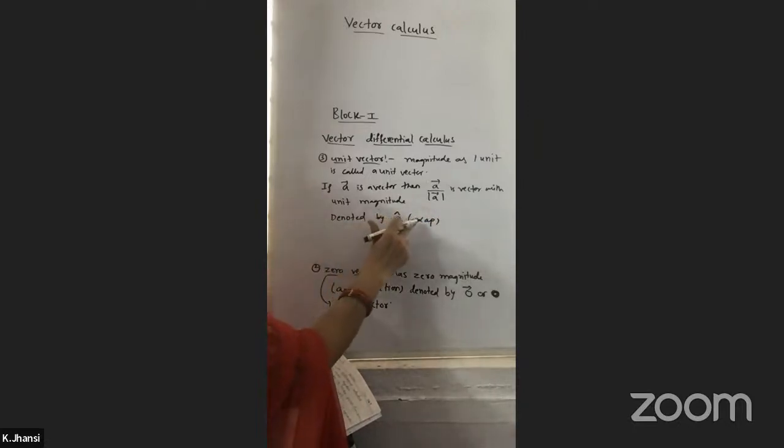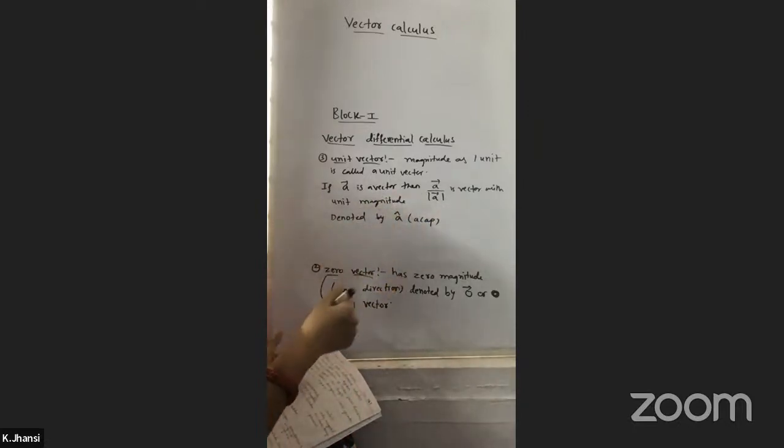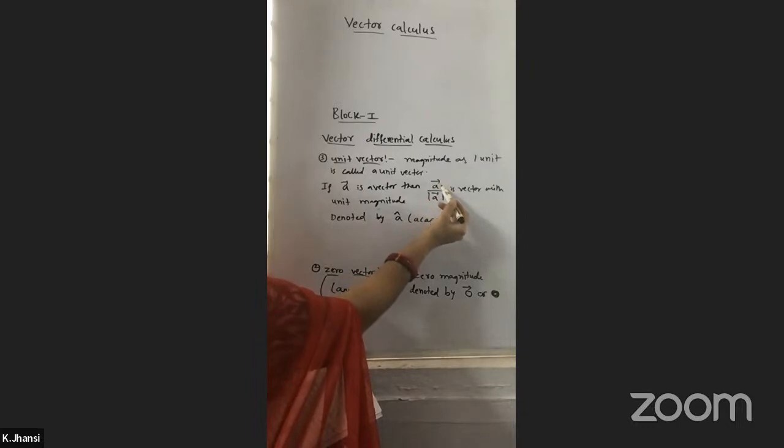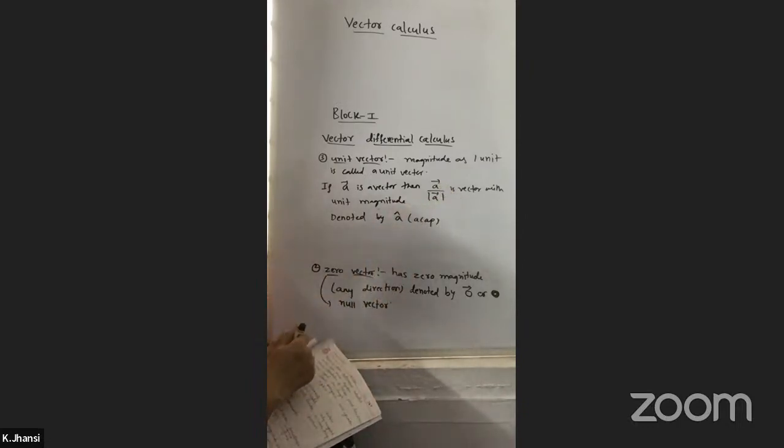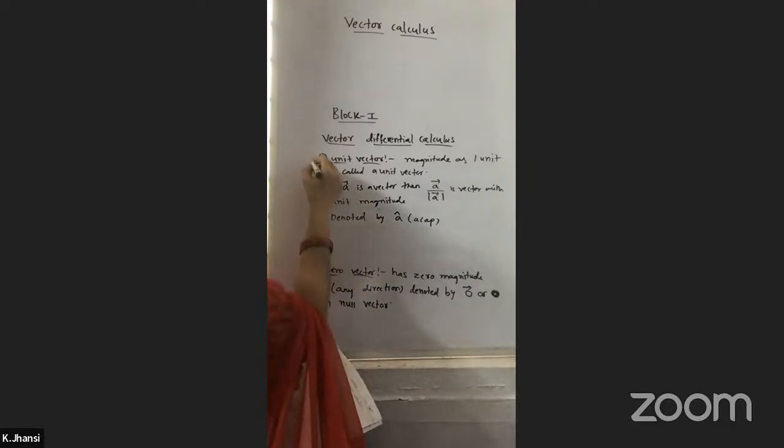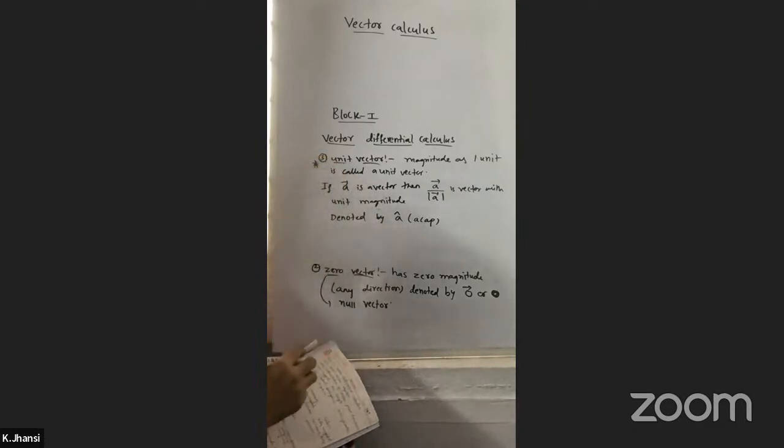Okay, for solving problems, if a unit vector is asked, you have to find its value by taking the vector divided by the modulus of that given vector, and then you will get the value of the unit vector. In solving many problems, we use this concept. So this is the important one, the unit vector.